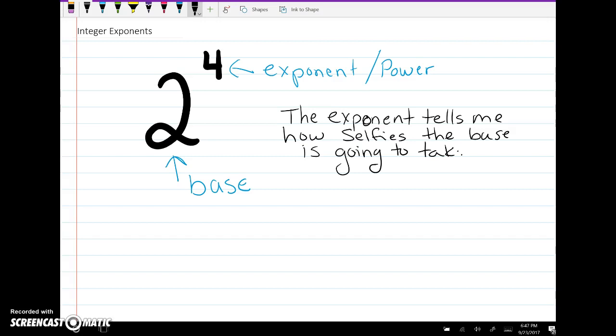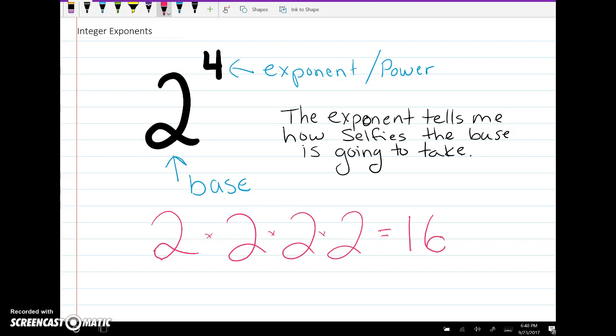So, in this example, my base is 2, my exponent is 4. That means my base is going to take 4 selfies. Boom, 1 selfie. Boom, 2 selfies. Boom, 3 selfies. Boom, 4 selfies. And they multiply each time. 2 times 2 times 2 times 2 equals 16. So 2 to the 4th is the same as 16.